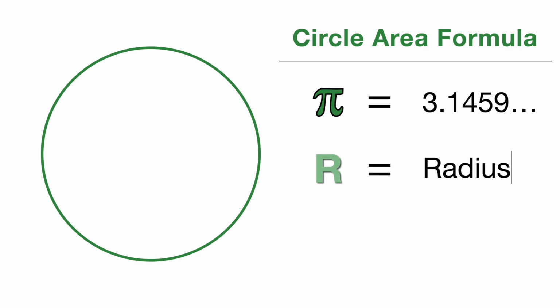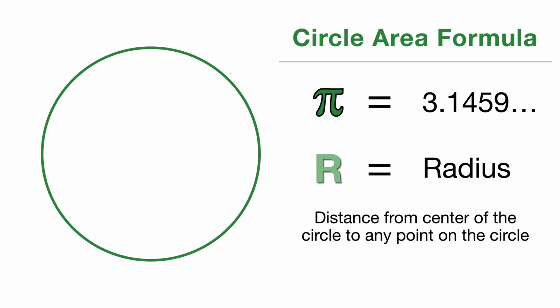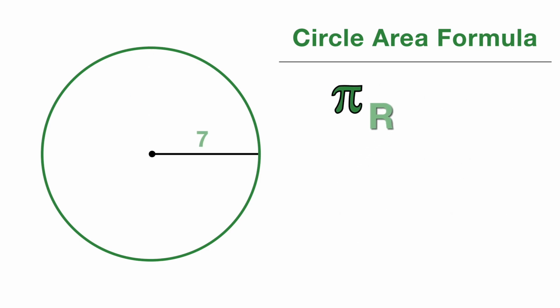The radius, defined by r, is the distance from the center of the circle to any point on the circle. So think of it as essentially half the width of the circle. The radius is 7 here, which means it's 7 from the center to any point on the circle, no matter where you go. So those are the two pieces of information you need to find the area of a circle: pi and the radius.